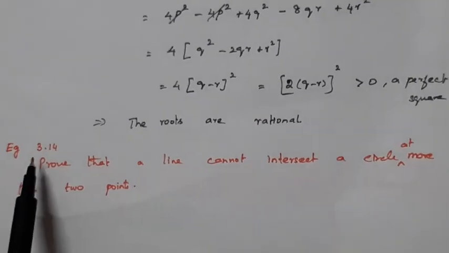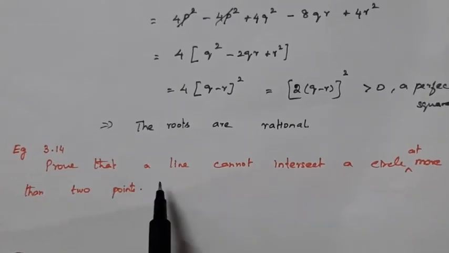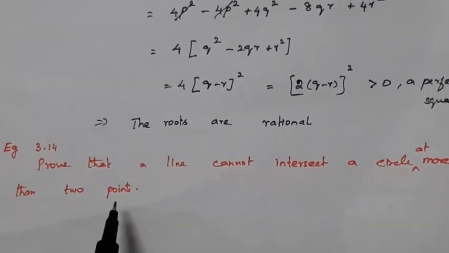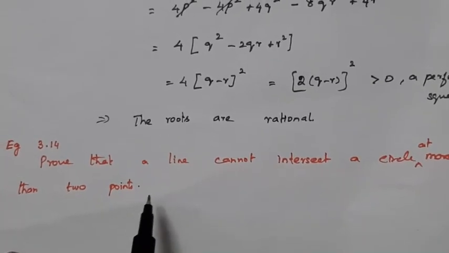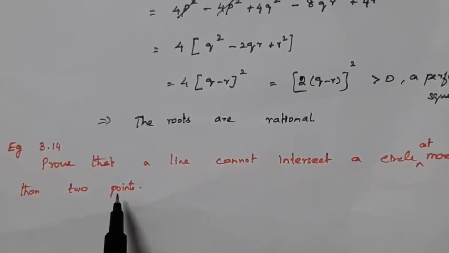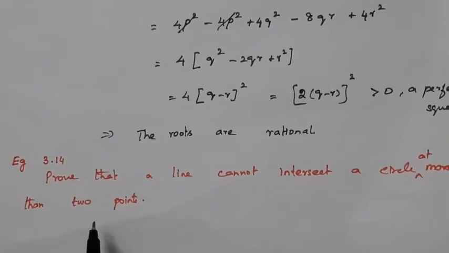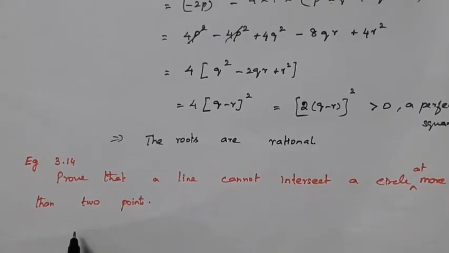Next example is example 3.14. Prove that a line cannot intersect a circle at more than 2 points. That means that you have to show that a line intersects a circle exactly at 2 points. So in order to show, let us take a circle equation and a line equation, straight line equation.